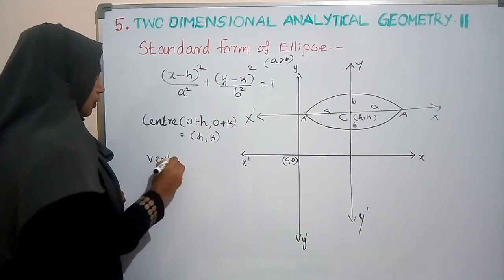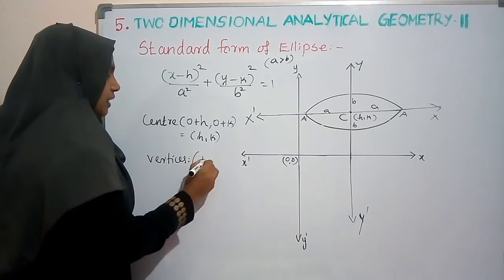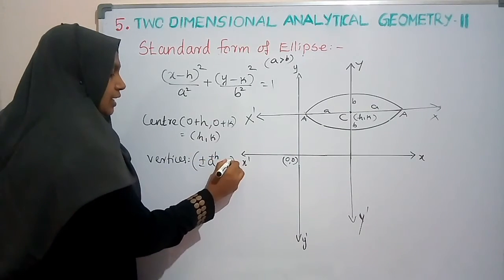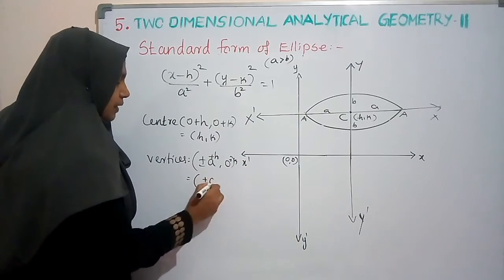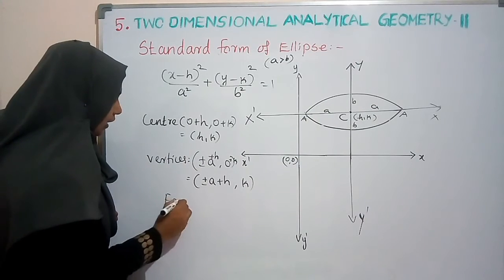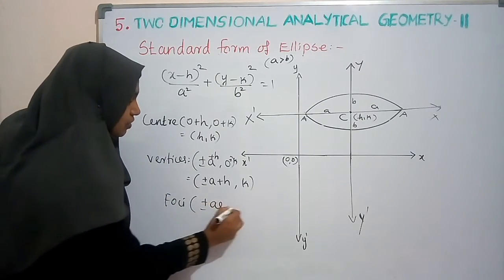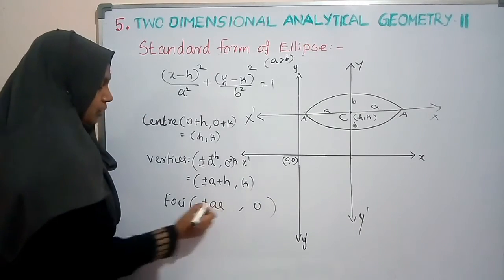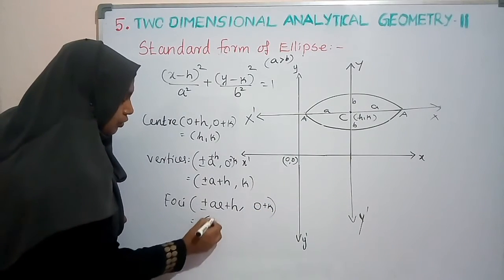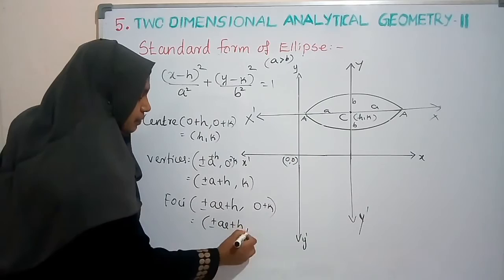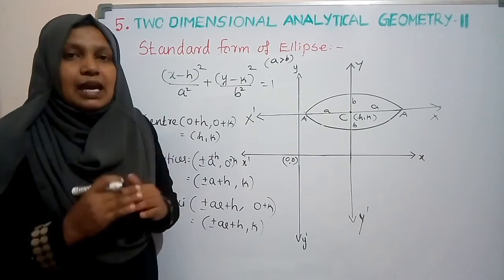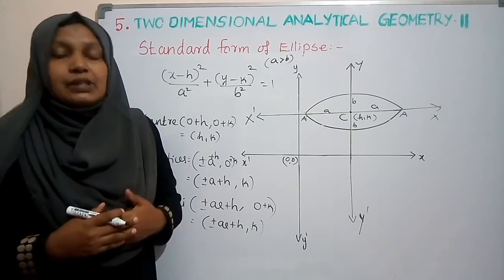And the vertices, what you learnt already, the vertices are plus or minus a, 0. Now it becomes plus or minus a plus h and 0 plus k. So the answer is plus or minus a plus h, comma k. Now the foci, we learned that the foci are plus or minus ae, comma 0. Now it is plus or minus ae plus h, 0 plus k. So the new foci are plus or minus ae plus h, comma k. We can change all these values like this: just add h with the x coordinate and k with the y coordinate.